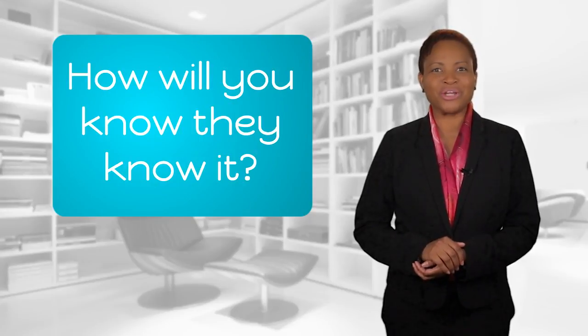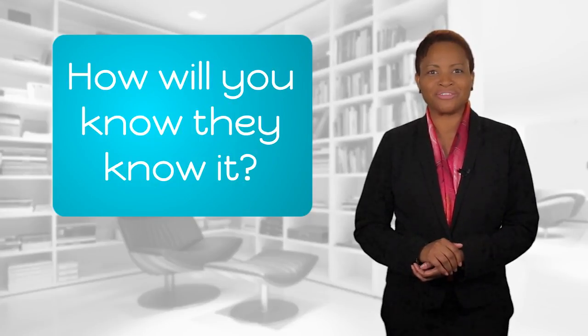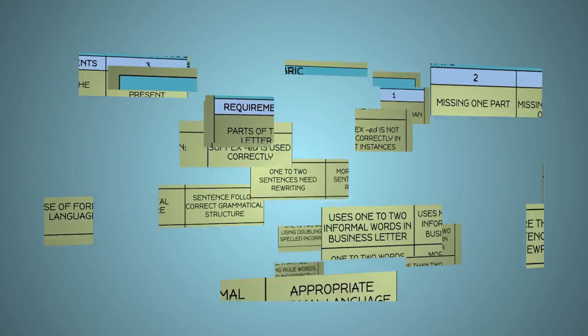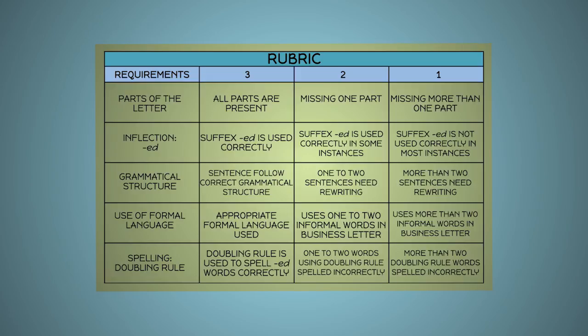How will you know they know it? Look at the goal of the focused work and your learner's needs. When you've considered these things, you can create something that is called a rubric. There is an example in your handout. So, you might pay particular attention to the format of learners' letters. Is there a salutation, all the parts of the body, and a closing?